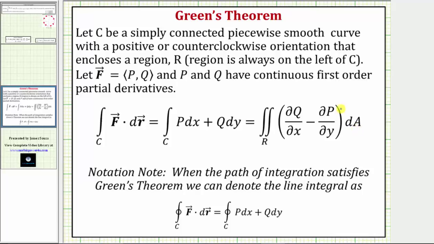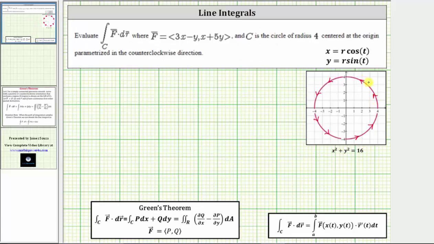So going back to our first slide, this red curve is the curve C, and the enclosed region, the circle, is the region R. For the vector field F, P is equal to 3x minus y, and Q is equal to x plus 5y. Because Green's theorem is satisfied here, we can evaluate the line integral using this double integral over the region R.